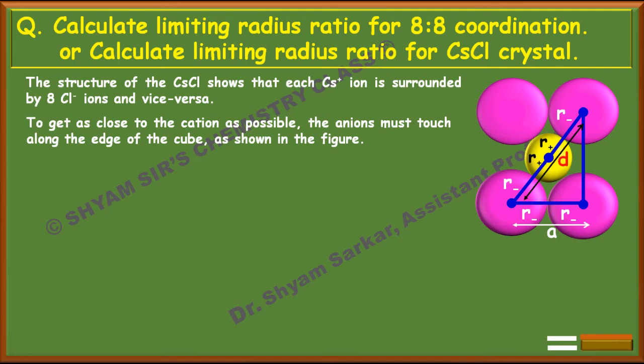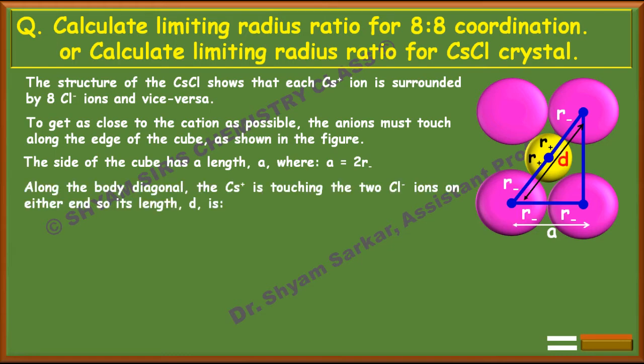Okay, so the sides of the cube have a length a, where a equals 2r minus, because if you see r minus and r minus, the radius of the anion, combining this r minus plus r minus gives the side of the cube, that is a here. So now if you see along the body diagonal, the cesium ion is touching the 2 Cl- ions on either end, so its length is d.